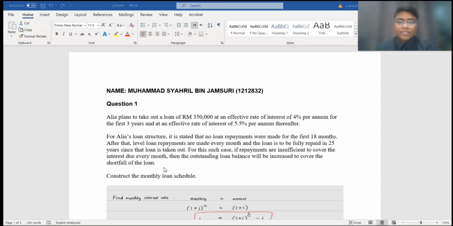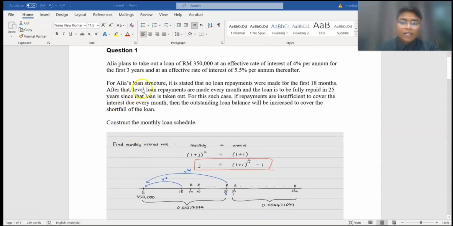Okay, for the first question, Alia plans to take out a loan of 350,000 at an effective rate of 4% per annum for the first 3 years and at an effective rate of interest of 5.5% per annum thereafter. For Alia's loan structure, it is stated that no loan repayment were made for the first 18 months. After that, level loan repayment are made every month, and the loan is to be fully repaid in 35 years since that loan is taken out. In such a case, if repayment are insufficient to cover the interest due every month, then the outstanding loan balance will be increased to cover the shortfall of the loan.